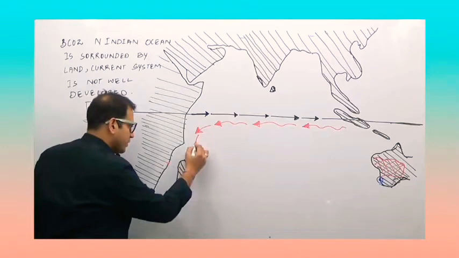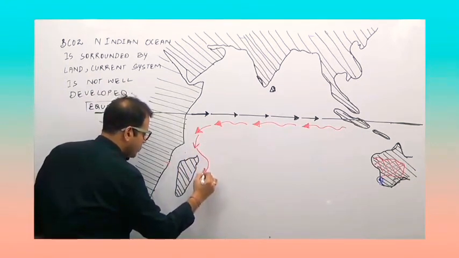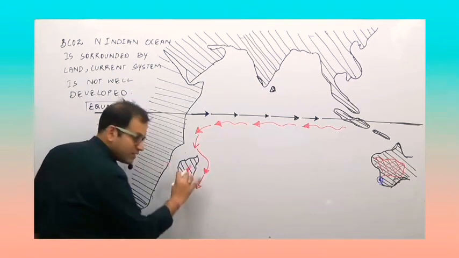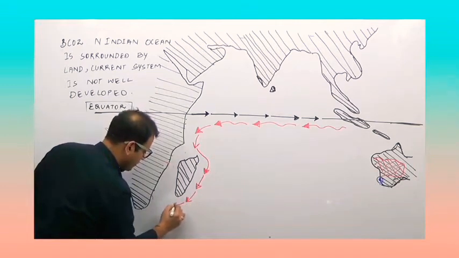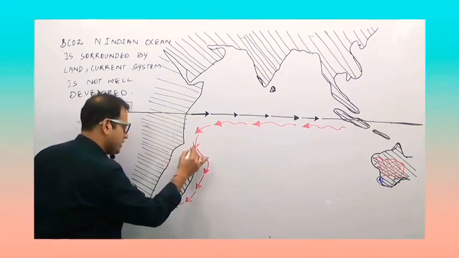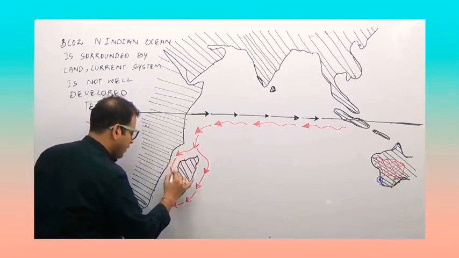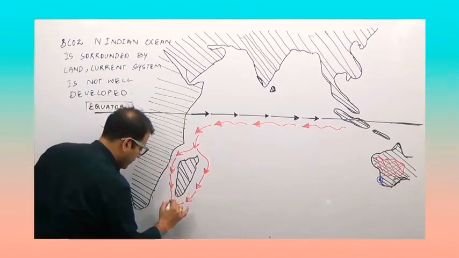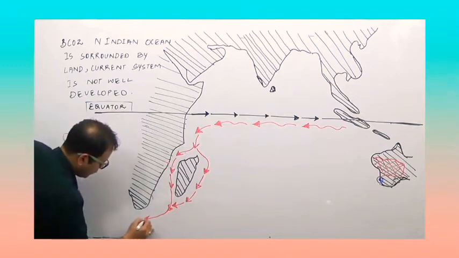Now this south equatorial current water comes and is bifurcated in two: one goes to the eastern side of an island, this is Madagascar island, and one goes through the region between the island of Madagascar and the African mainland. After that, both these ocean currents join and together they flow downwards.